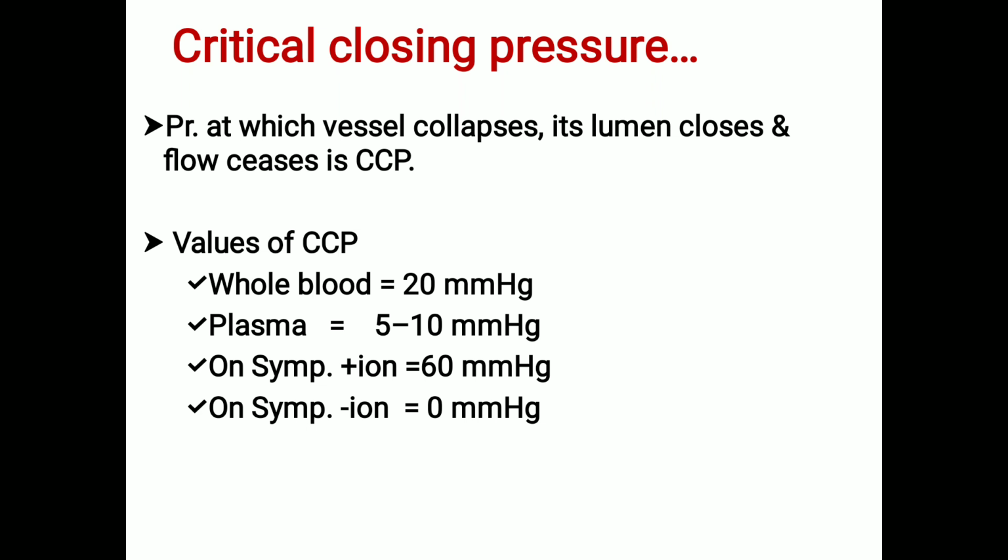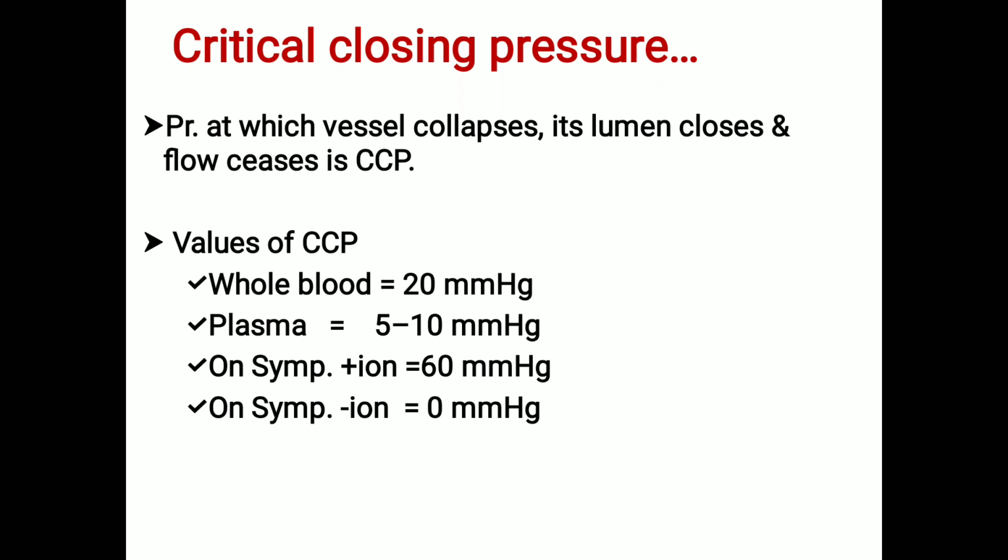And later on we looked into critical closing pressure. It is the pressure at which the vessel collapses, its lumen closes, and the flow ceases. Generally the blood flow in a rigid tube possesses a linear relationship between the pressure and the flow, but this is not so in the non-rigid blood vessels. Generally when the pressure exceeds the intraluminal pressure, the vessels will collapse. So the pressure at which the blood flow stops and the vessel collapses, we call critical closing pressure.